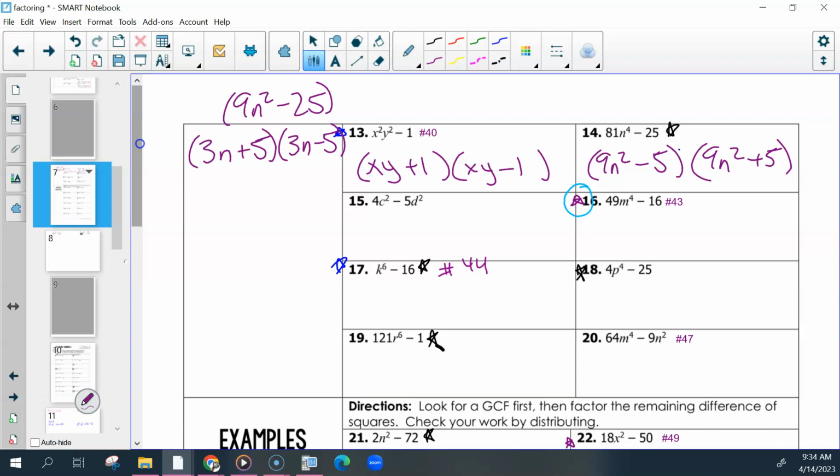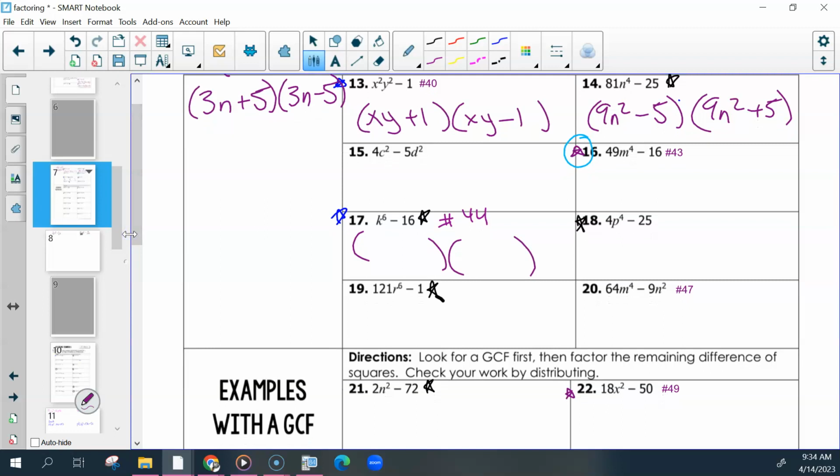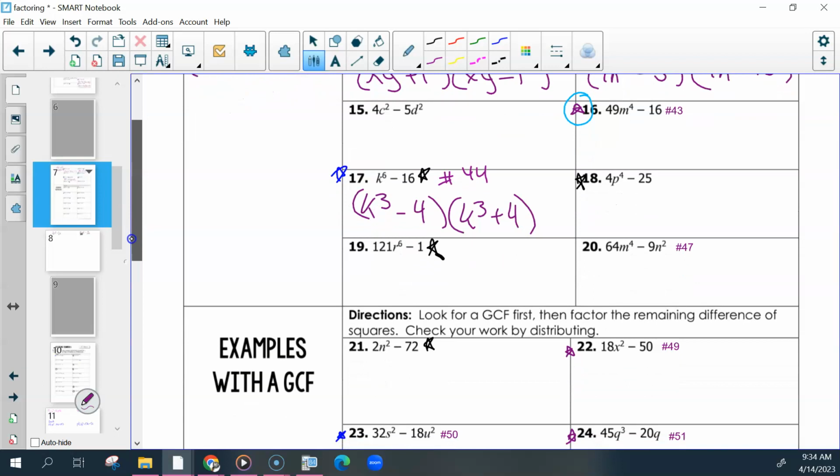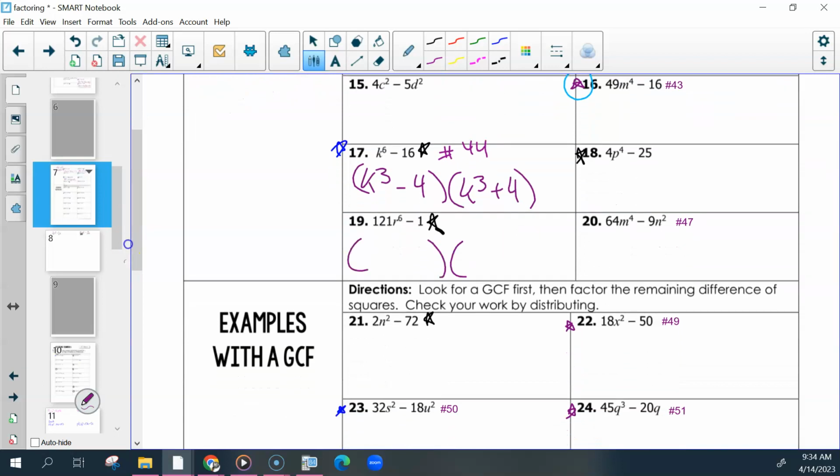17, same thing. Split the variable exponent in half. What would the two factors be? 4. And then last one of this section that we'll do is 19. What would those two factors be? Plus or minus.